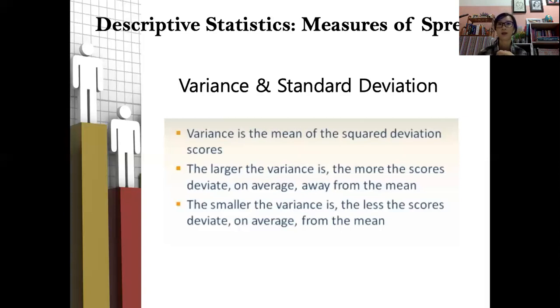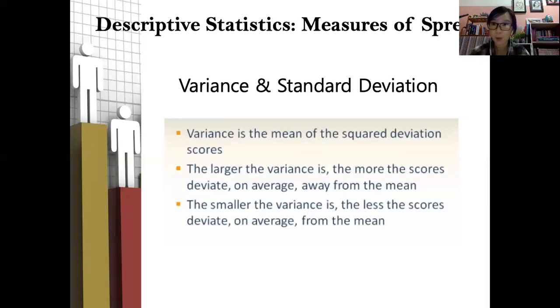Sehingga when we calculate variance and standard deviation, when your variance and standard deviation values are smaller, that means that your individual scores are closer to the mean scores. They're not that much far from the mean scores. Tidak terlalu jauh dari mean score-nya. So you have a more homogeneous data.